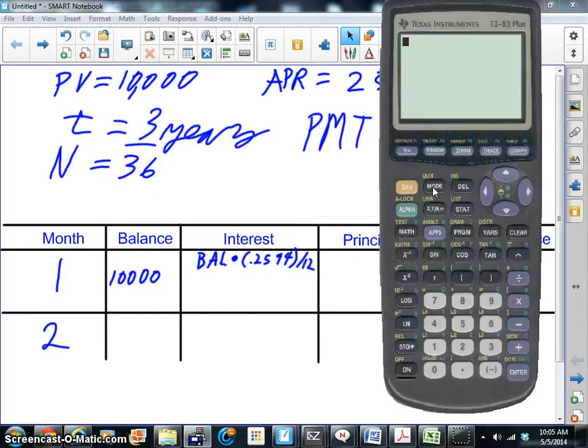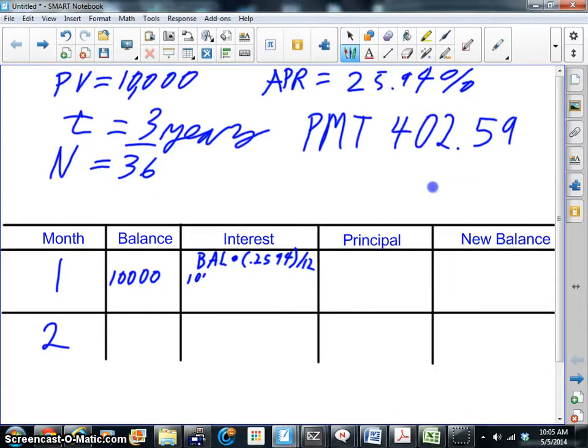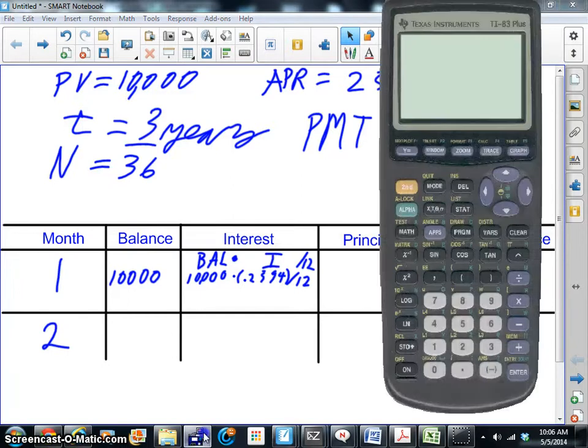So originally it's 10,000 times 0.2594, whatever that interest is, divided by 12. I really should use a formula form for this one right here. Let me go ahead and do that. So that's interest divided by 12. And so right here, this is what we have. 10,000 times 0.2594 divided by 12. The interest I'm going to get charged is $216.17.